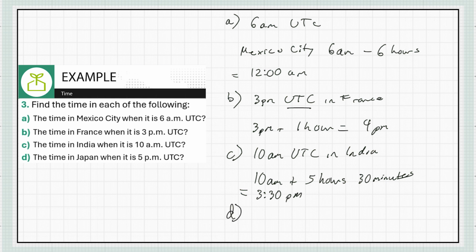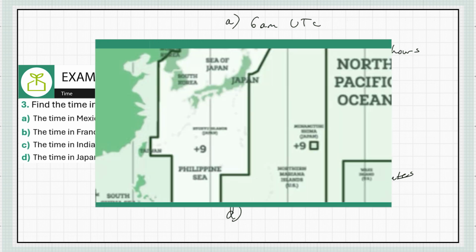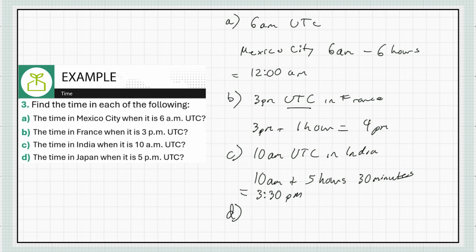And then lastly we have D. D is going to be, what time is it in Japan when it is 5 p.m. UTC? To Japan. Japan is +9. So we can go back now and we can do 5 p.m. plus 9 hours. Alright, at 5 p.m. we can add on another 5 hours, it'll be 10 p.m. Another 2 hours, it'll be midnight. Another 2 hours, it'll be 2 a.m. So it's going to be 2 a.m. the next day.